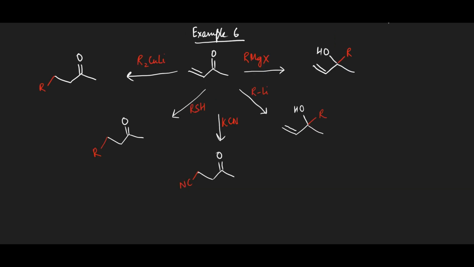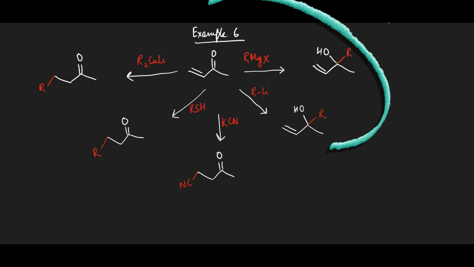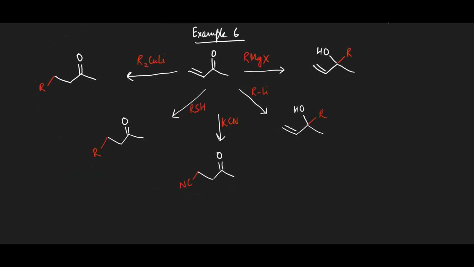By now we understand that alpha-beta unsaturated ketones or aldehydes give direct addition product with Grignard reagent and organolithium reagent. But with organocuprates, thiols and cyano nucleophiles, they give conjugate addition products as major products.